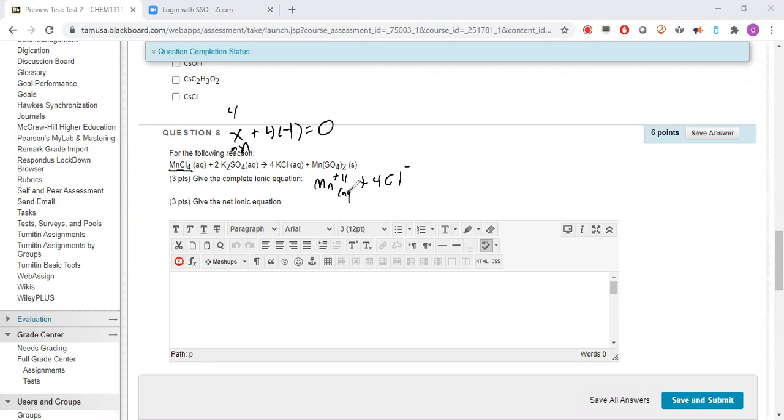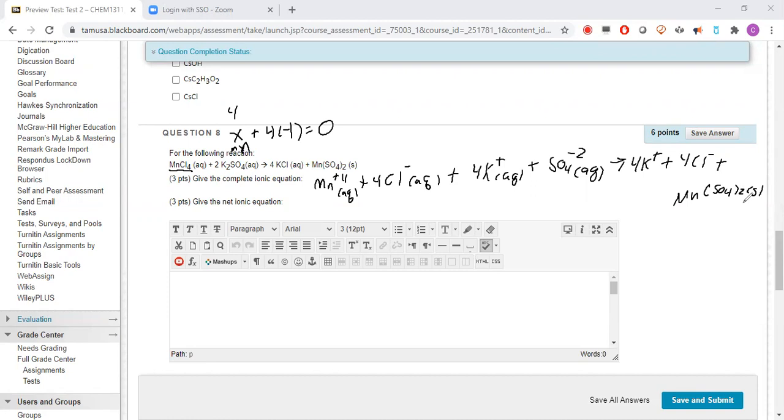And don't forget the state symbols like I did, aqueous, aqueous, plus 4 potassium. So I said this in class, but group 1 metals are always by themselves, so it'll never make K2. Plus SO4 2-. This is one of these polyatomic ions I wanted you to memorize. That'll make 4K plus 4Cl plus MnSO4 solid.